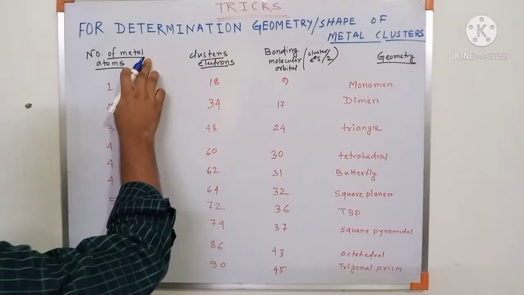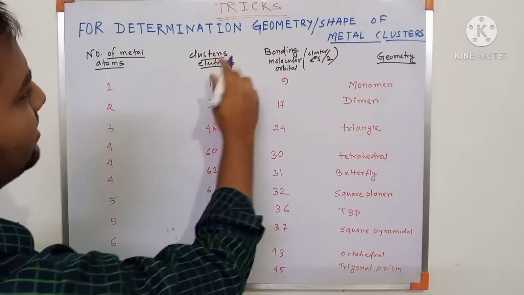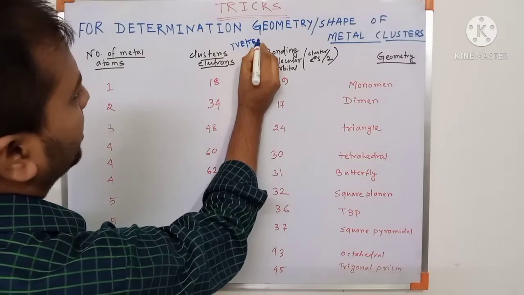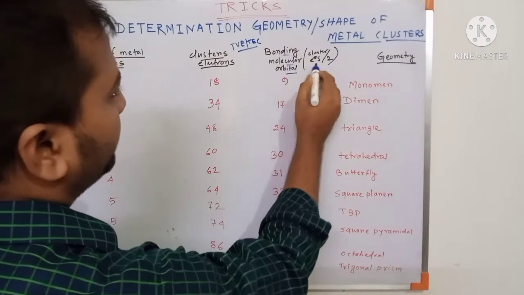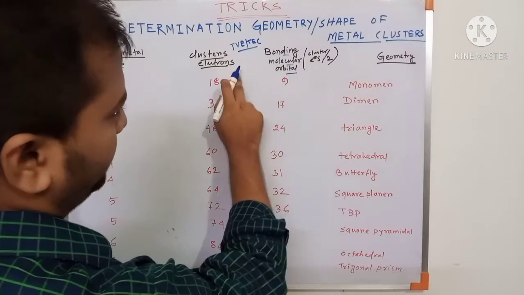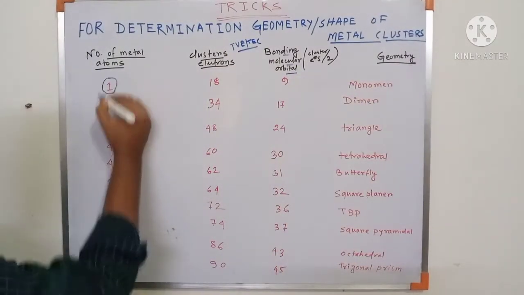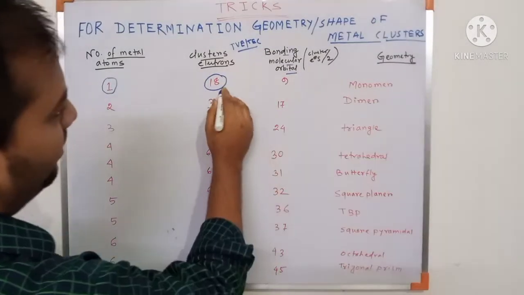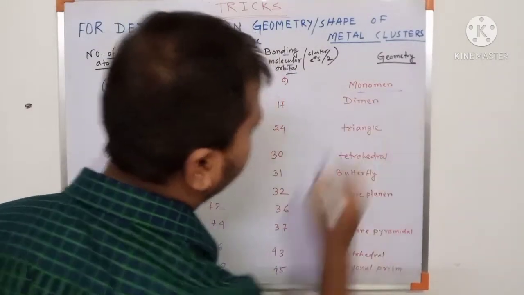First, the number of metal atoms. Second, cluster electrons. Cluster electrons means total valence electrons or total electron count. And bonding molecular orbitals equal cluster electrons divided by 2, that is, half of the cluster electrons. And geometry: if the number of metal atoms is 1 and cluster electrons 18, half is 9 bonding molecular orbitals, so it forms the geometry monomer.